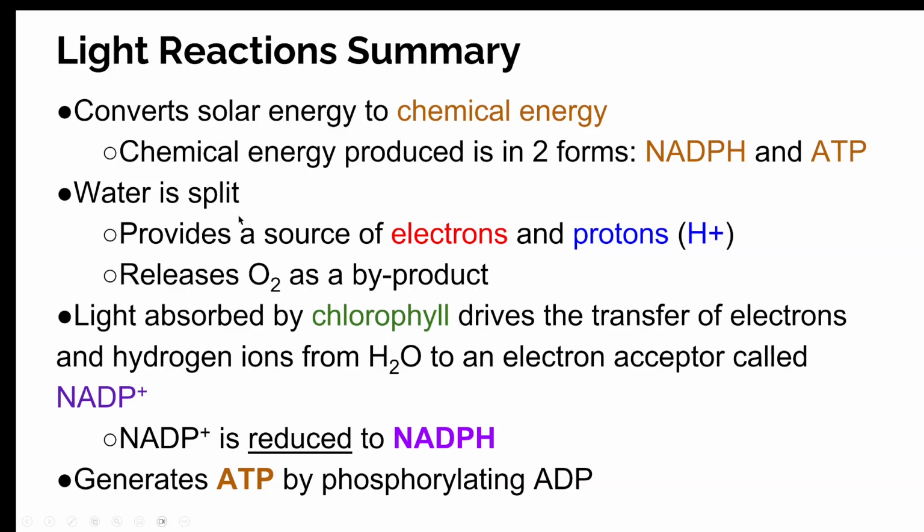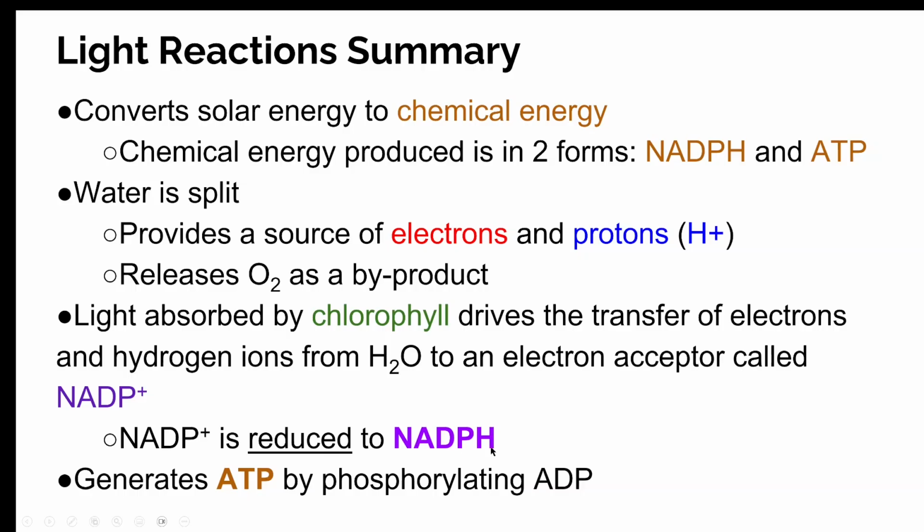And then we also split some water. Splitting water provided the source of electrons and protons for this whole reaction. It released oxygen gas as a byproduct. Light absorbed by chlorophyll drives the transfer of electrons and hydrogen ions from water to an electron acceptor called NADP+. NADP+ is then reduced into NADPH.